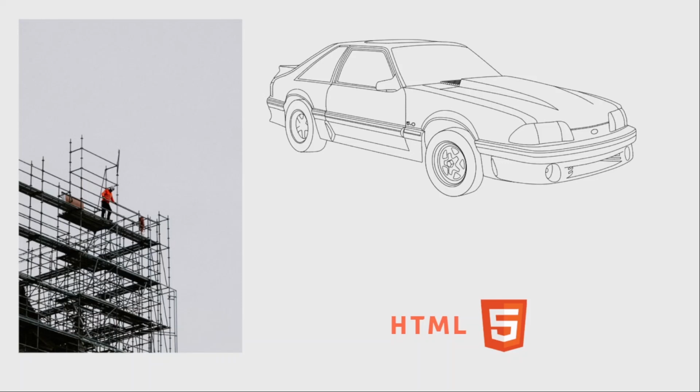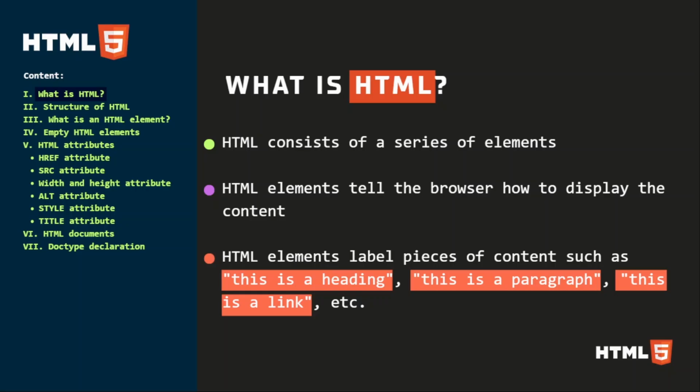Similarly in a website, first of all, we create the structure of the web pages: how the text should be there, what type of images should be there, and all that. In the upcoming slides, you will learn more about this. So basically, what is HTML? HTML consists of a series of elements. Elements are nothing more than tags. HTML elements tell the browser how to display the content.